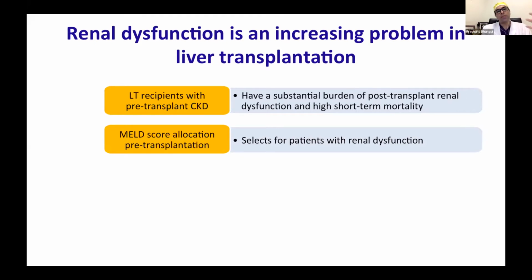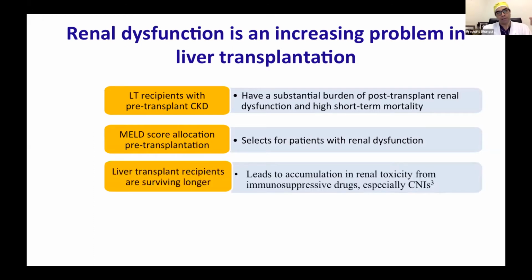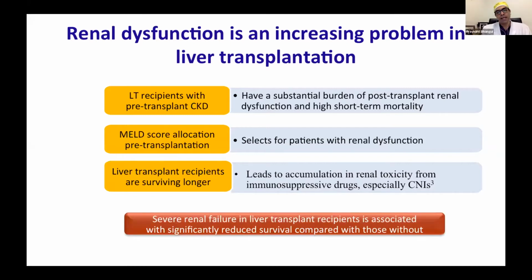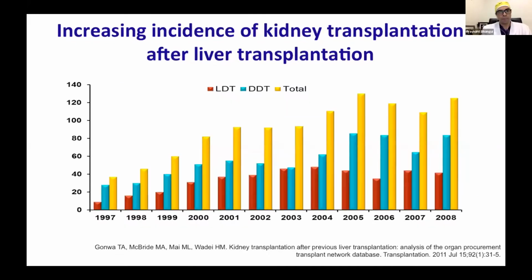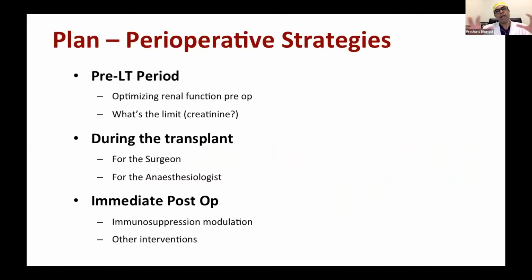So there are more patients with renal dysfunction who are actually having liver transplants, and liver transplant recipients are surviving longer. This leads to an accumulation in renal toxicity from immunosuppressive drugs, especially the CNIs, and therefore severe renal failure in LT recipients is associated with significantly reduced survival compared to those without. And that's exactly why we are now seeing an increasing incidence of kidney transplantation after liver transplantation in recipients of liver transplant.